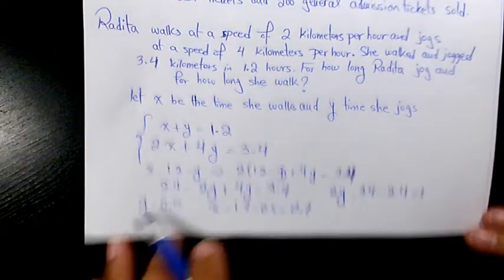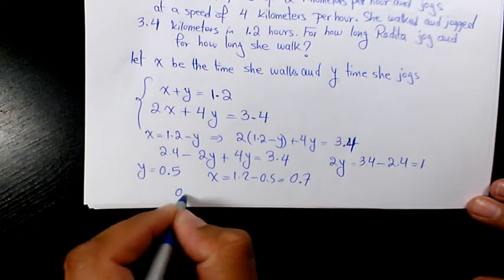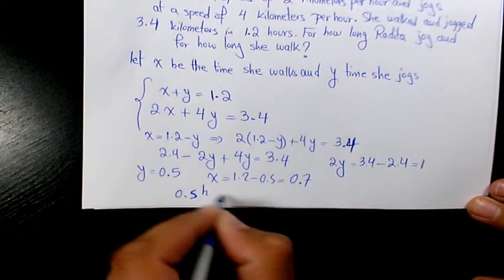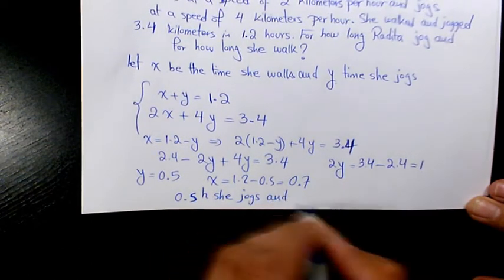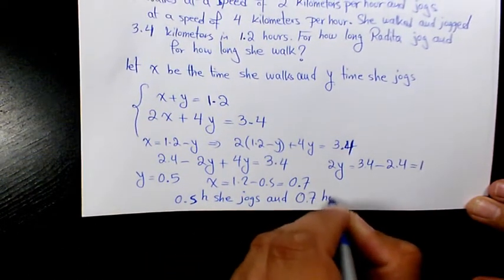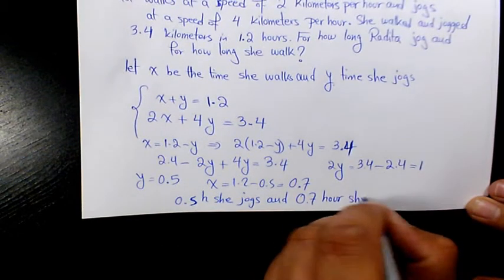So 0.5 is going to be half hour she jogs and 0.7 hour she walks.